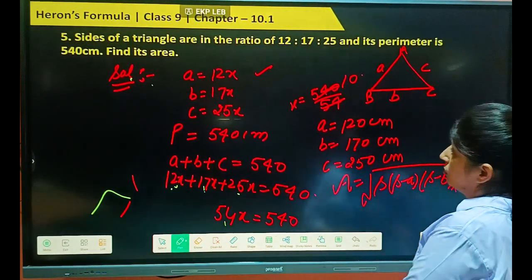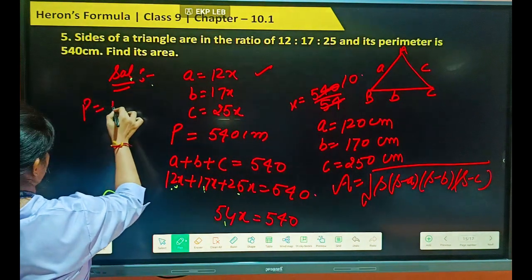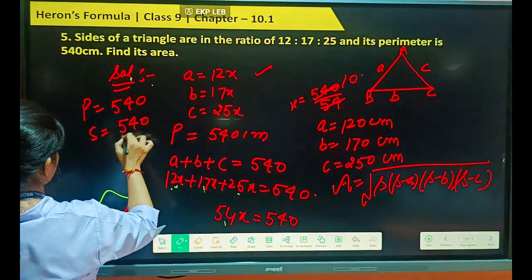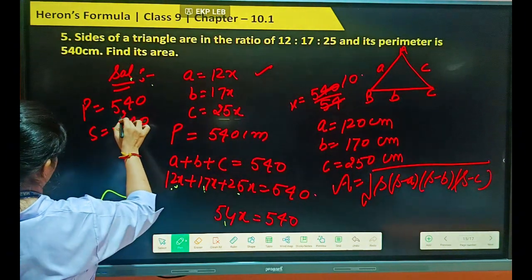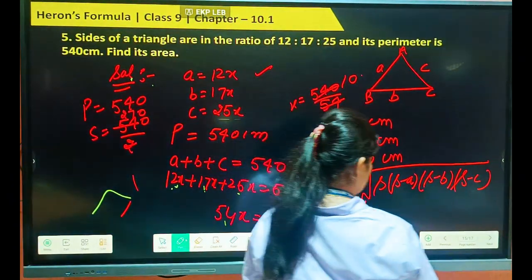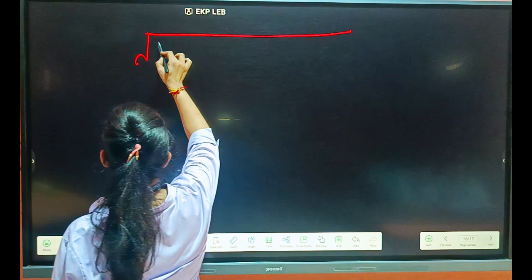S is 540 by 2, right? Because the parameter is 540 given. So semi parameter is parameter by 2. 2 2s are 4, 2 7s are 14, 270. So S is 270, right? 270.